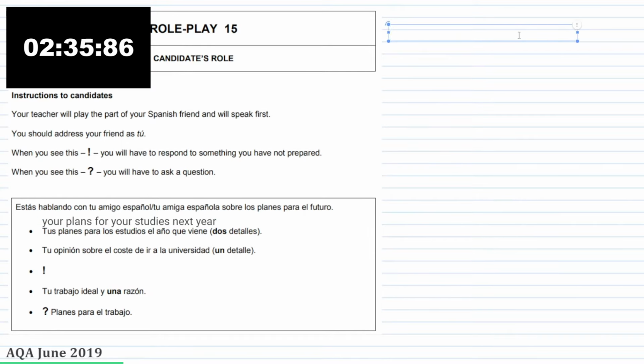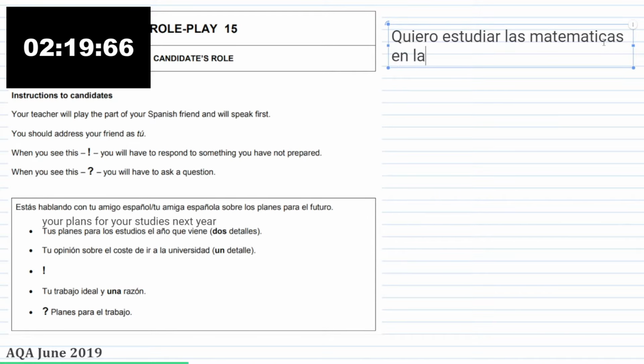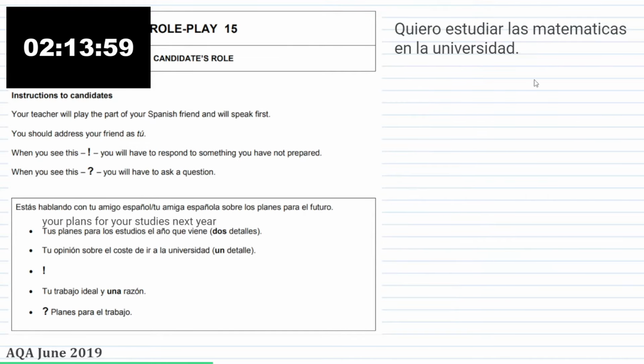Dos detalles. So talking about the future, I would begin with something like quiero, meaning I want. Quiero estudiar, I want to study. And then a subject, for example, let's say las matemáticas. Quiero estudiar las matemáticas. And then 2 details. So en la universidad. That should be your 2 details. So what you want to study, maths, and then where, in university.